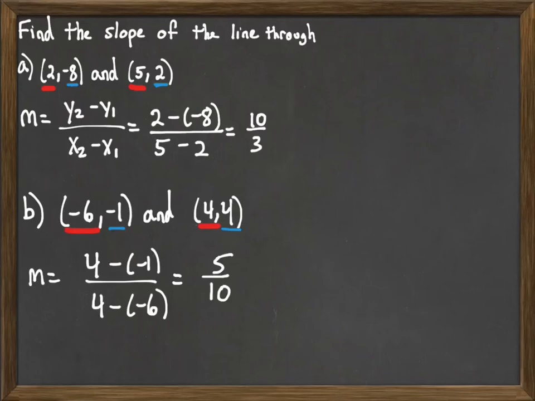And then if possible, we want to simplify the fraction. And in the case of 5 over 10, we can do that, right, by just dividing a 5 out of both of them, giving us a slope of 1/2.